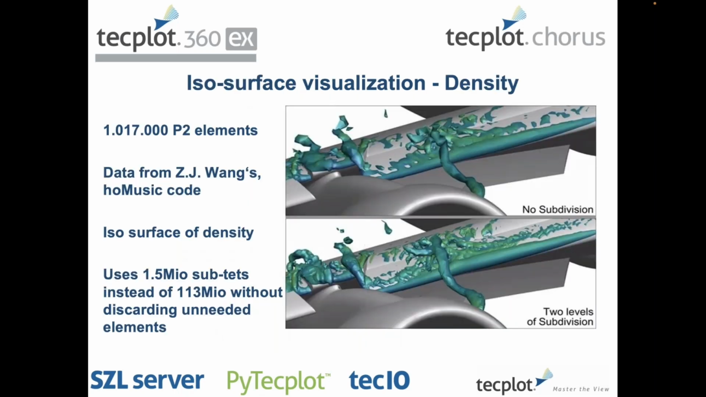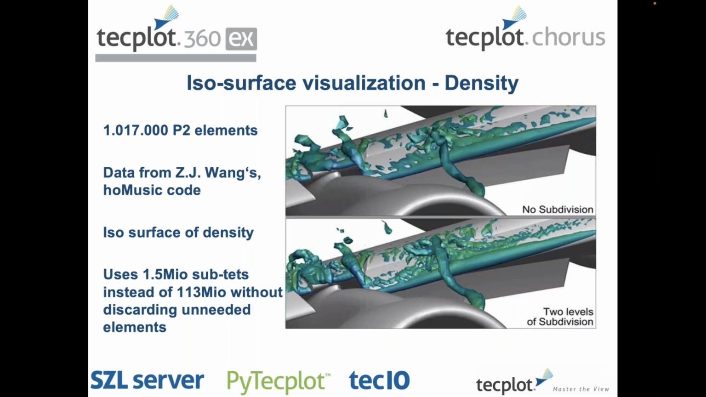So on a real case scenario, here we are looking at a 1 million quadratic elements simulation. That's from the HO code from Mr. Wang. And that's an isosurface of density. So at the very top, you see the isosurface without any level of subdivision. And at the bottom, you see 2 levels of subdivision. So you can see that the isosurface is more defined, I would say, at the lower level, and you get a better catching of its isosurface.